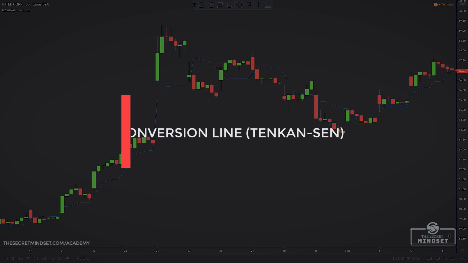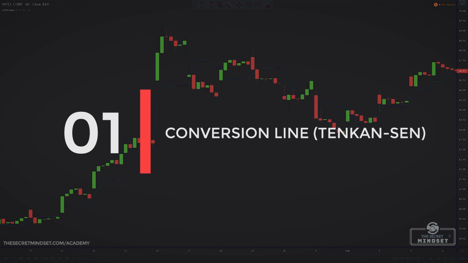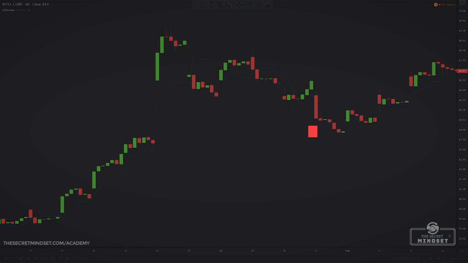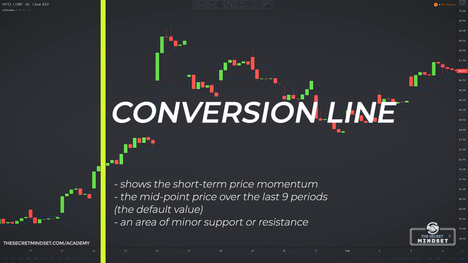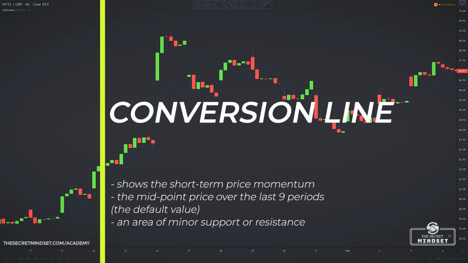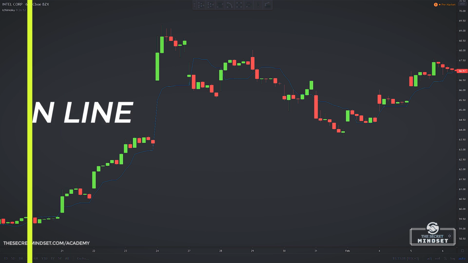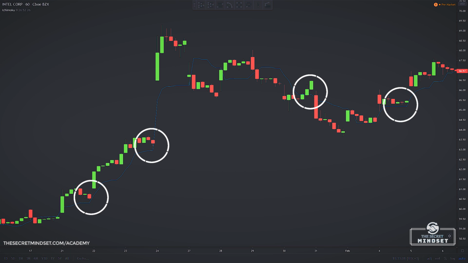First component, conversion line, also known as Tenkan-Sen. The conversion line shows the short-term price momentum. On its own, it shows the midpoint price over the last 9 periods, which is the default value for this indicator. Conversion line signals an area of minor support or resistance.